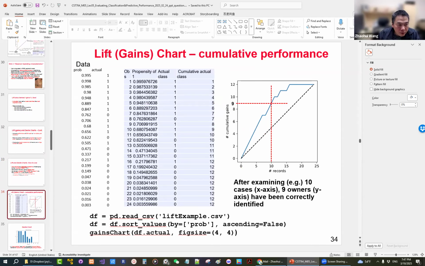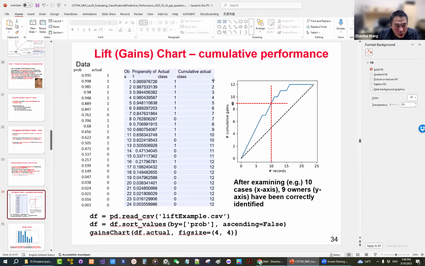Okay, here's the example for the lift chart. It's the same as before in the example. We have the observation cases. There are 24 observations, 24 cases, and we already have sorting for the cases according to the probability of classification as 1, from 0.99, 0.98 down to almost 0. And this column for the actual class can be 0 or 1.